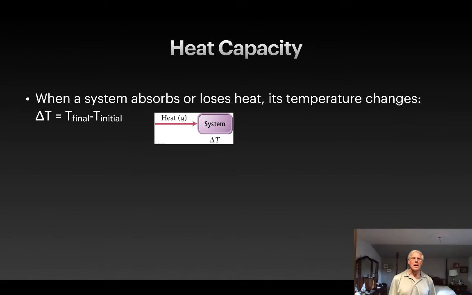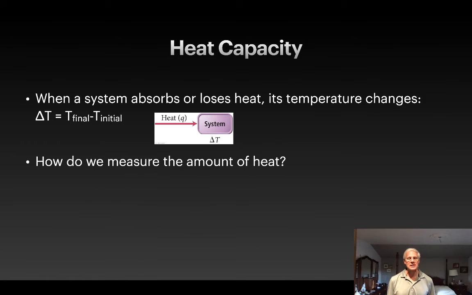Now, one of the things we want to talk about when we're looking at gaining or losing heat is the idea of heat capacity. We know that when a system absorbs or loses heat, its temperature is going to change. However, the amount of temperature change is dependent on the material itself. How do we measure the amount of heat? You might say, well, it's based on the change in temperature. But it's not, because we can apply the exact same amount of heat energy to two different materials and we would see a different temperature change, even though the amount of heat is the same.